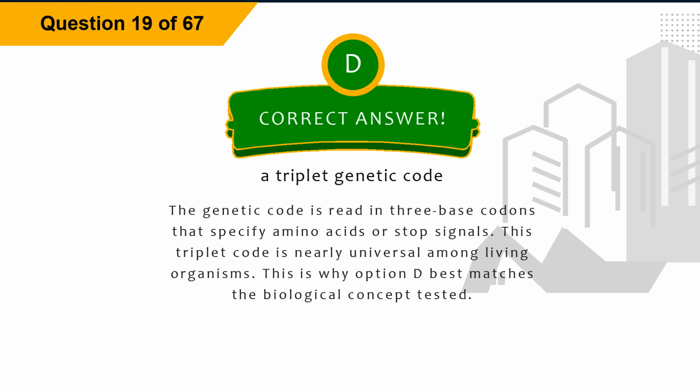Explanation: the genetic code is read in three-base codons that specify amino acids or stop signals. This triplet code is nearly universal among living organisms. This is why option D best matches the biological concept tested.